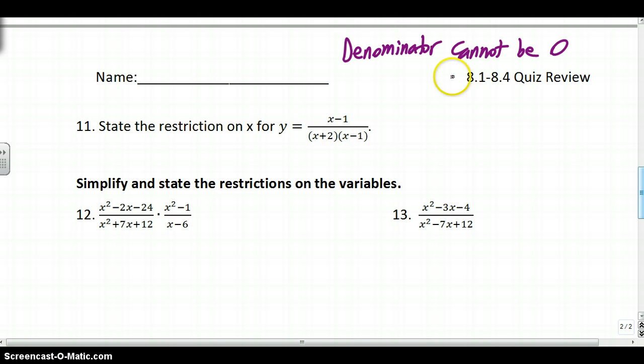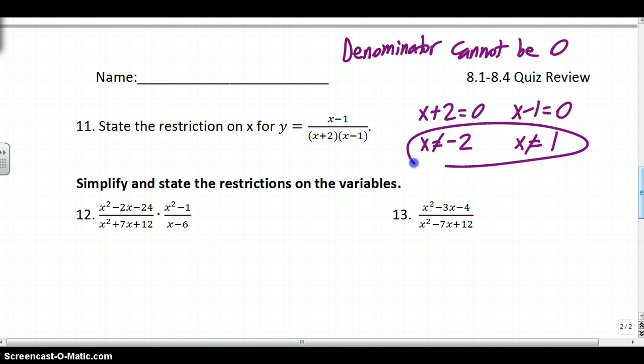So we need to know when these are going to equal 0. So just set them equal to 0. This one tells you x equals -2, and this one tells you x equals 1. So that means if I were to plug those numbers in, you would end up dividing by 0, and that's a no-no. So it can't be -2 or 1 in this case.